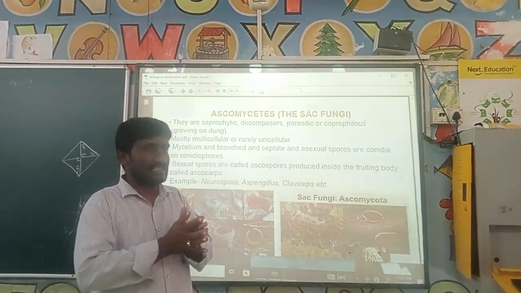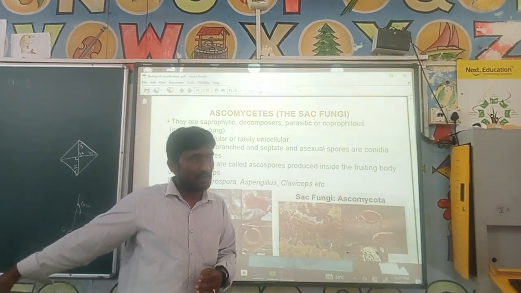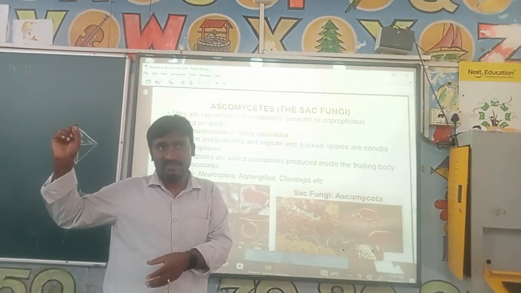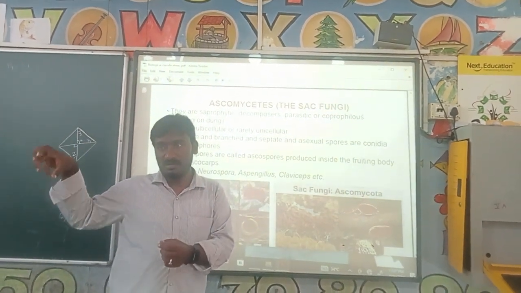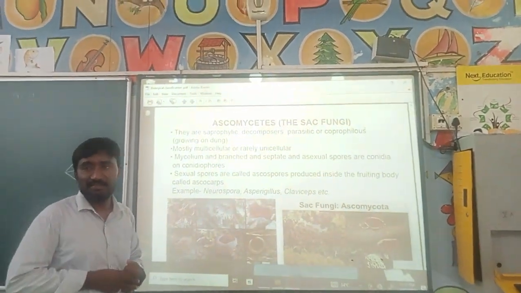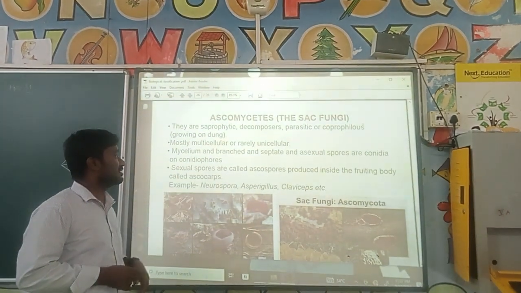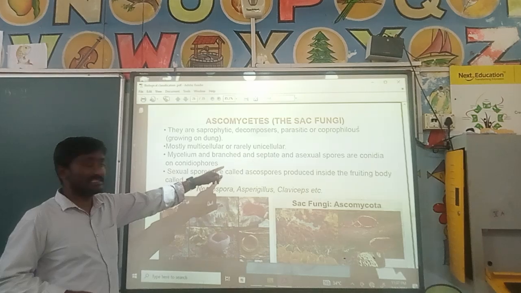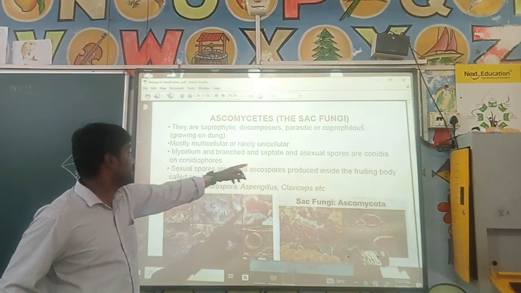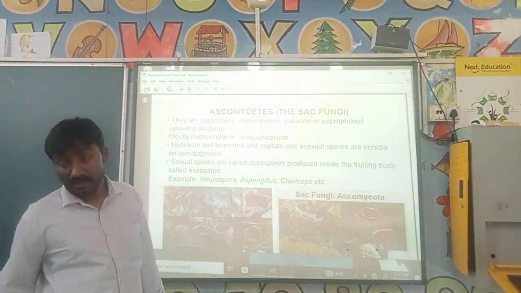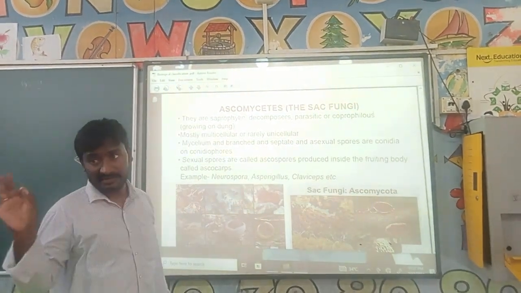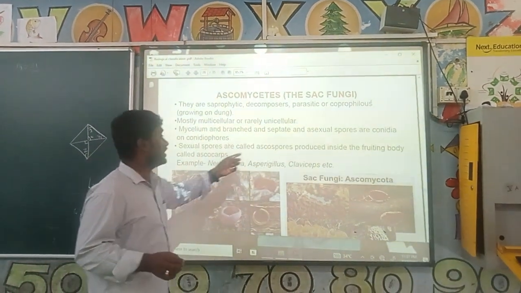In moist places, in the rainy season, Ascomycetes grow on cow dung. Mostly multicellular, some are unicellular. The mycelium is branched and septate, with segmentation. Asexual spores are conidia. Sexual spores are called ascospores.